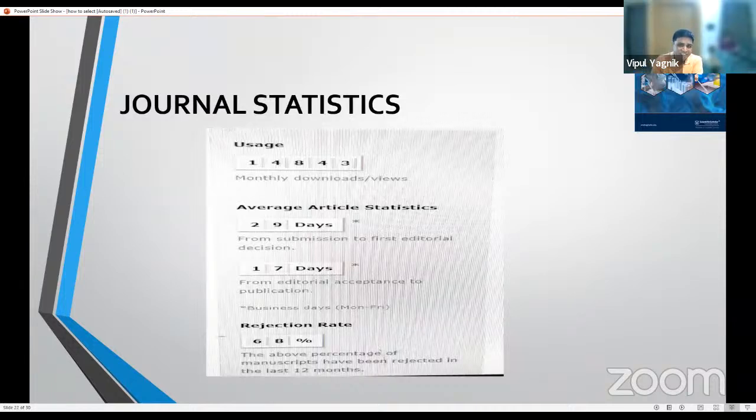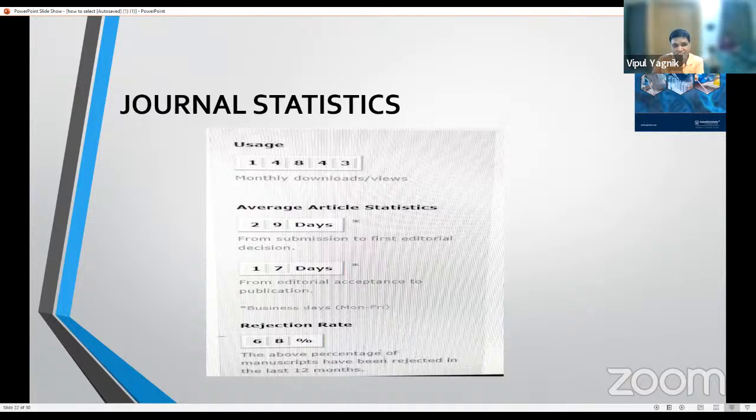Check whether journal statistics are mentioned on the website or not. Journal statistics usually include how many downloads there are from the journal, the average time taken from submission to first editorial decision, the time taken from editorial acceptance to publication, and the rejection rate. That will help the author decide whether they want to submit their article to this journal or not. This statistics is from Clinical and Experimental Gastroenterology, where I am an editorial board member. You can see very nice statistics.